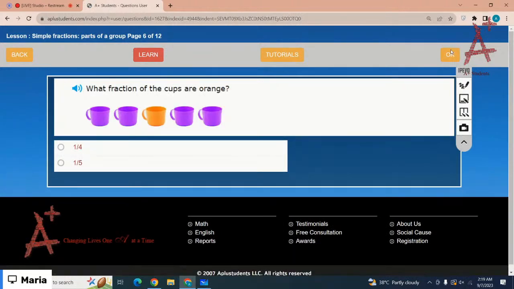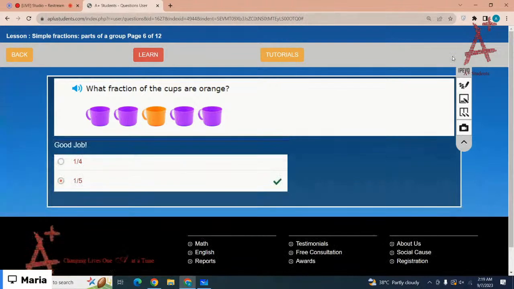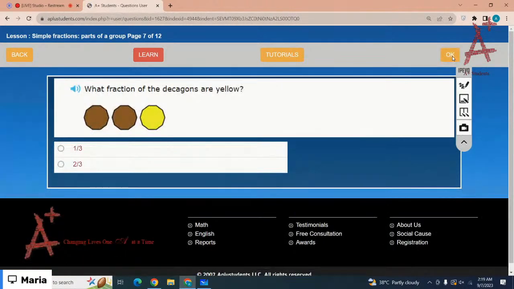What fraction of the cups are orange? Which is the correct option? The correct option is one out of five, because the total cups are five, just one of them is orange, so it would be one out of five. What fraction of the decagons are yellow? Which is the correct option?